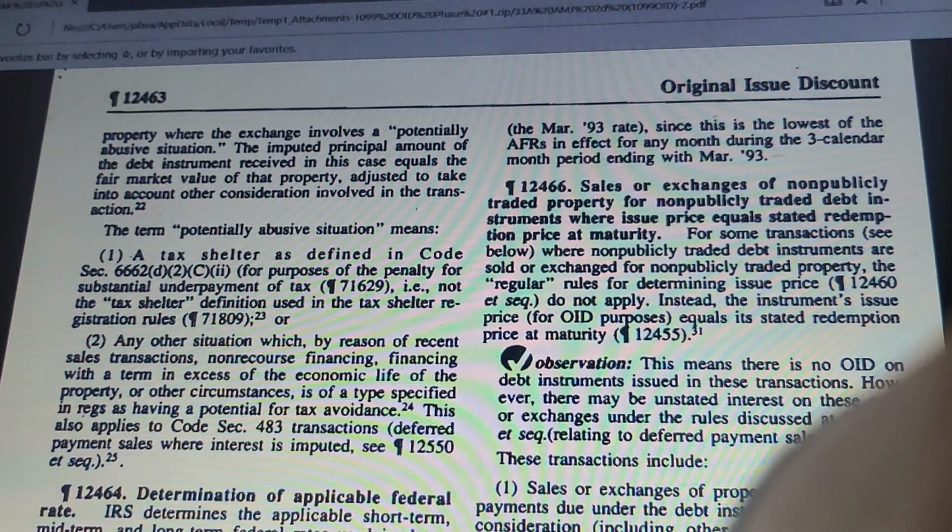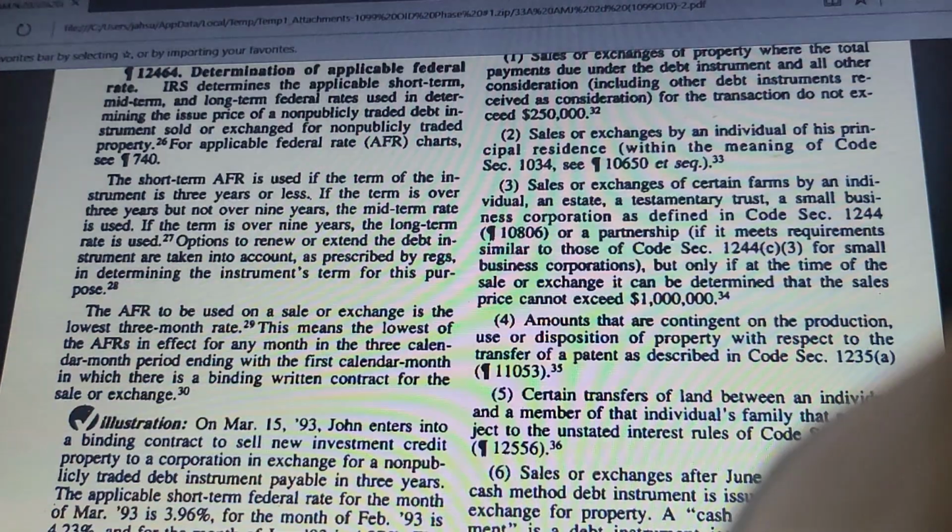This also applies to Code Section 483 transactions, deferred payment sales where interest is computed. See 12550 as a sequence.